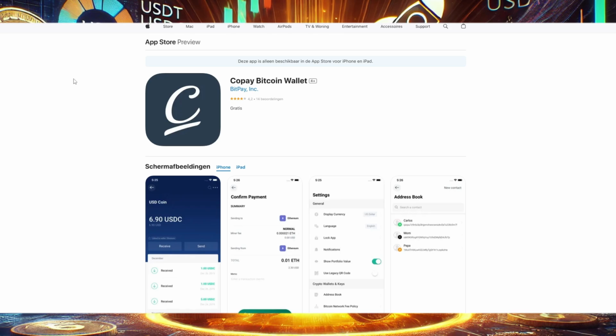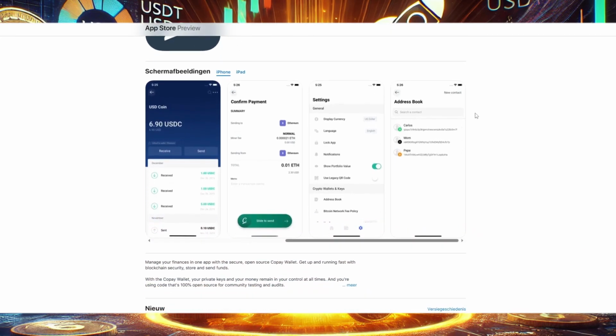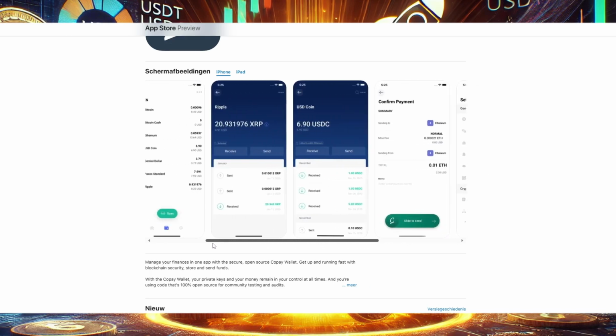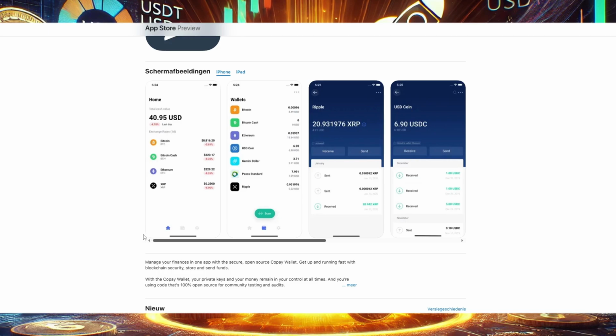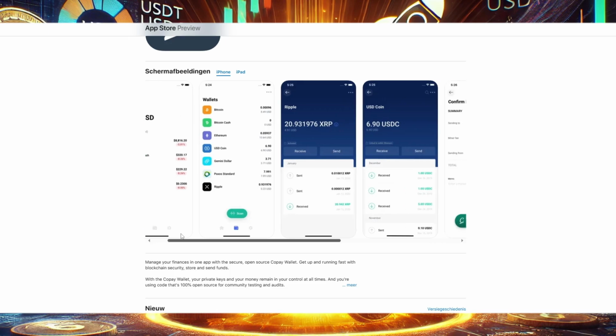Designed by BitPay, a leading Bitcoin payment service provider, Copay is a multi-signature wallet with robust security features, making it an excellent choice for both beginners and advanced users. One of Copay's standout features is its multi-signature capability, which allows multiple users to approve transactions, making it ideal for shared accounts or businesses looking to enhance security.